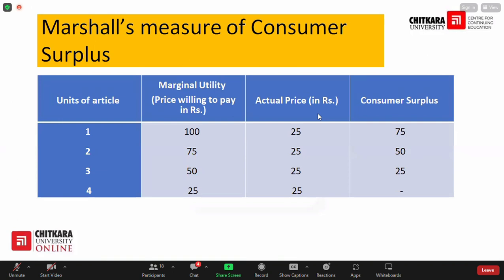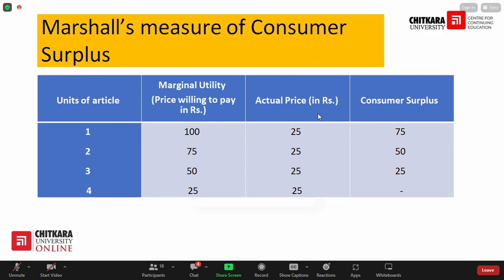Now look at this diagram. There are different articles you are purchasing. The price of the first product is 25 rupees, the actual price. Marginal utility means what you are ready to pay. You are ready to pay 100 rupees for the first product, but it is available at 25 rupees. It means you are able to save 75 rupees. This increases your satisfaction level.